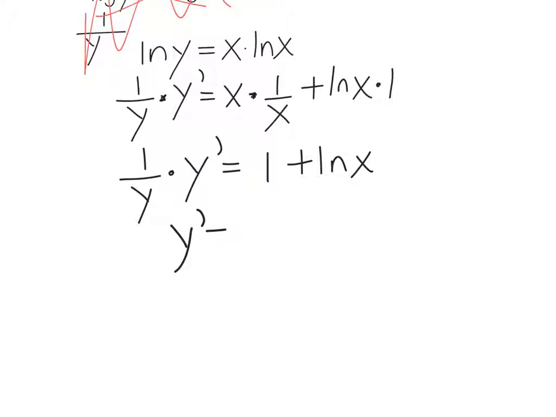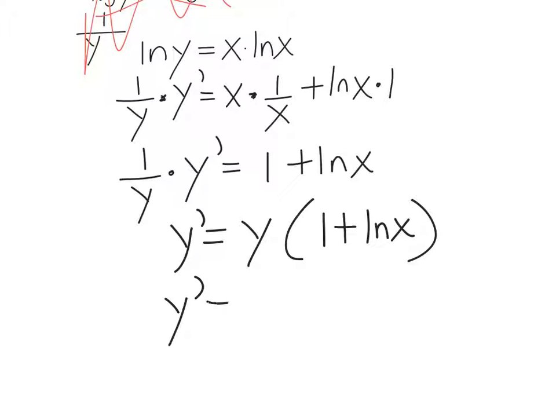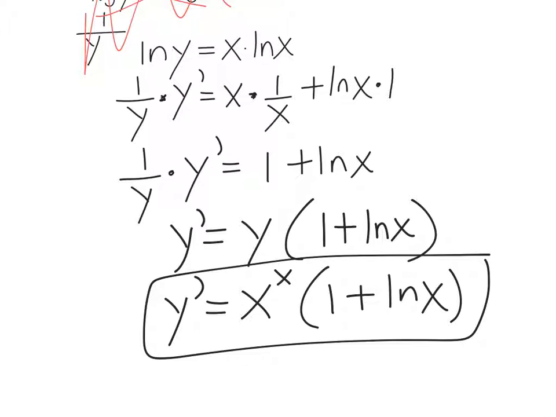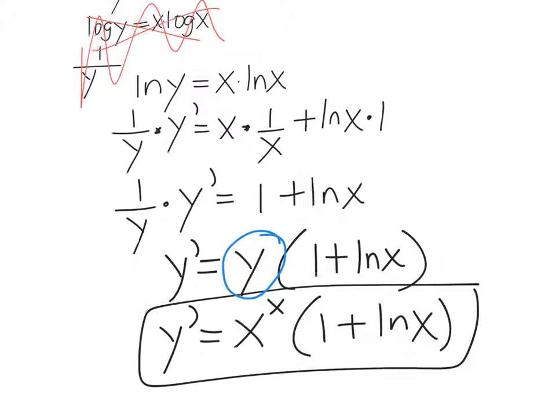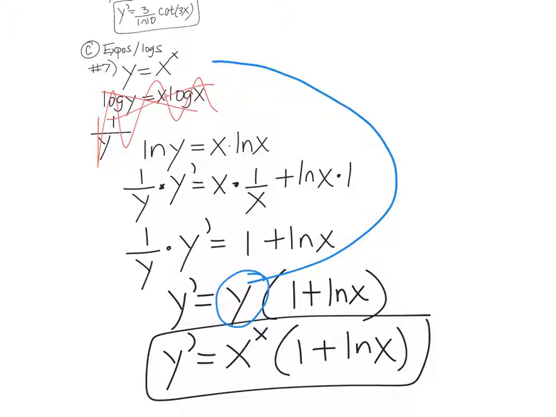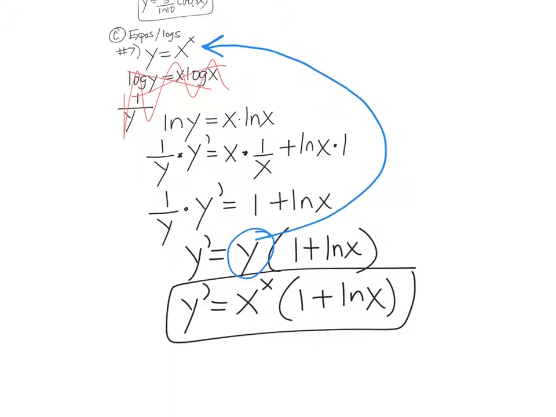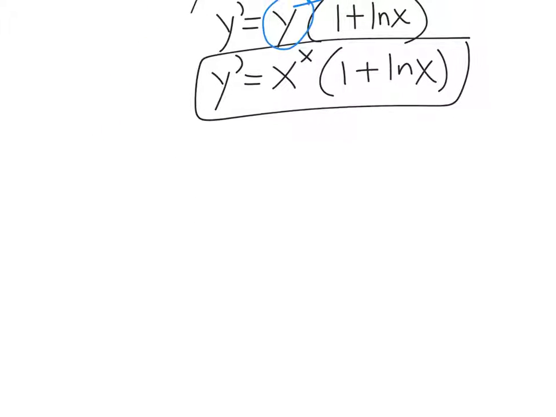So y prime is equal to y times 1 plus the natural log of x. And then finally, go ahead and substitute y back in. What is y in this problem? Look at the first thing you wrote down. Y is x to the x. And that would be your answer. Okay, do you see where I got that? You go all the way back to the original top of the problem, and they tell you what y is right there. All right, we're going to do one more of those, and then we'll find out what's on the test. All right, number 8, last one.